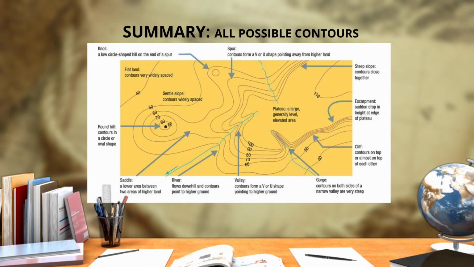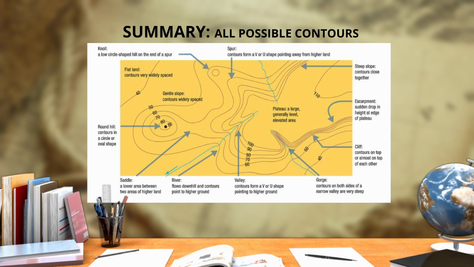And now that we have come to the end of our lesson, let's look at the lesson summaries. We can identify the spur there in a form of a V shape pointing away from higher land. We can see the steep slopes there where the contours are close to each other. We can see the escarpment there. We can also see the cliff where the contours are almost close to each other.